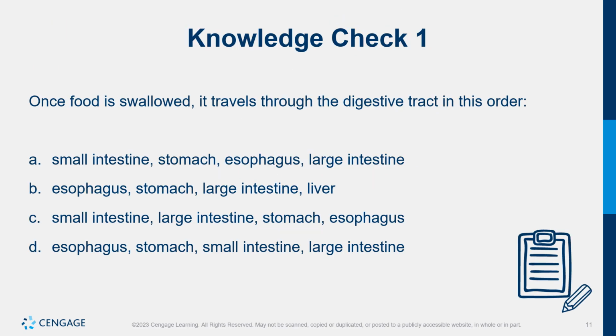So let's have our first knowledge check here. Once food is swallowed, it travels through the digestive tract in this order. Is it small intestine, stomach, esophagus, large intestine? Esophagus, stomach, large intestine, liver? Small intestine, large intestine, stomach, esophagus? Or esophagus, stomach, small intestine, or large intestine?